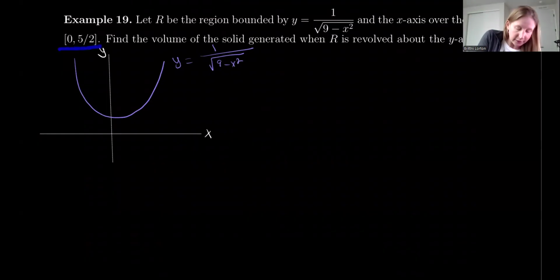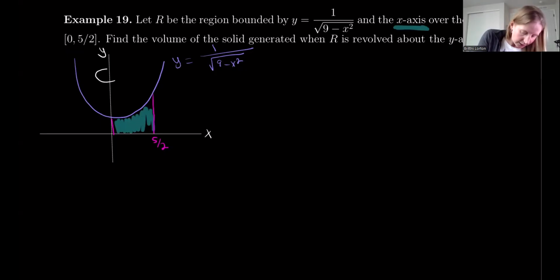And I have an interval. In this case, that interval is from 0 to 5/2. When an interval is given to you, you can assume it's x values, unless you're told otherwise. Okay, and it's bounded by the x-axis as well. So it looks like this is my shaded region, and I'm going to revolve this around the y-axis. I still like to draw that arrow to help me visualize and remind myself which way I'm revolving. And then just find the volume.